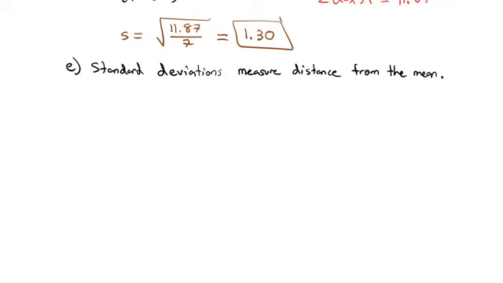And in statistics, we will use a very important variable to represent the number of standard deviations we are from the mean. That variable is always going to be z. Z is the number of standard deviations from the mean.